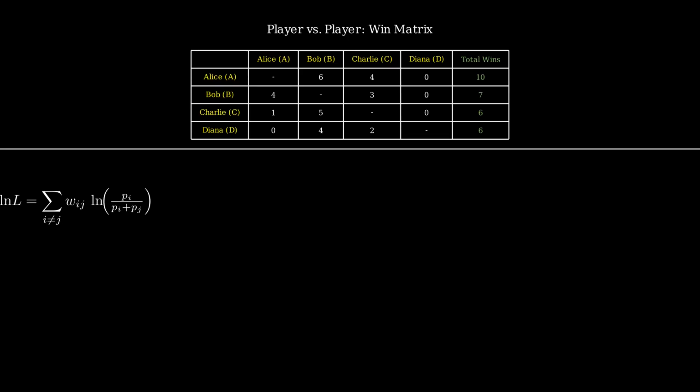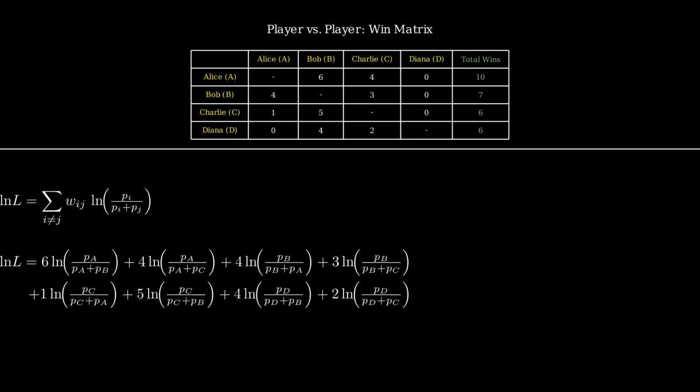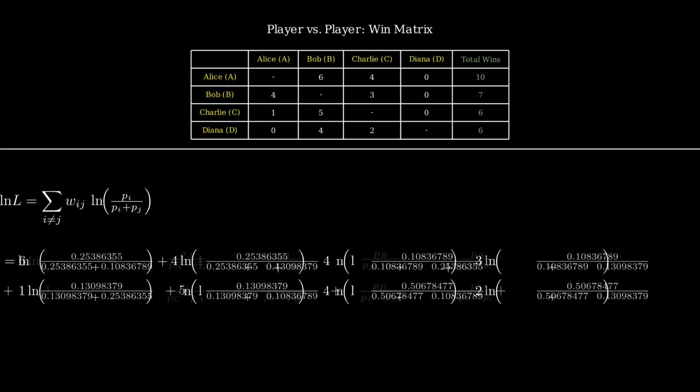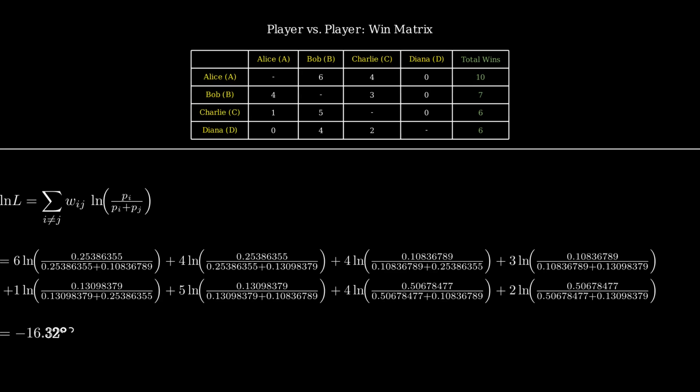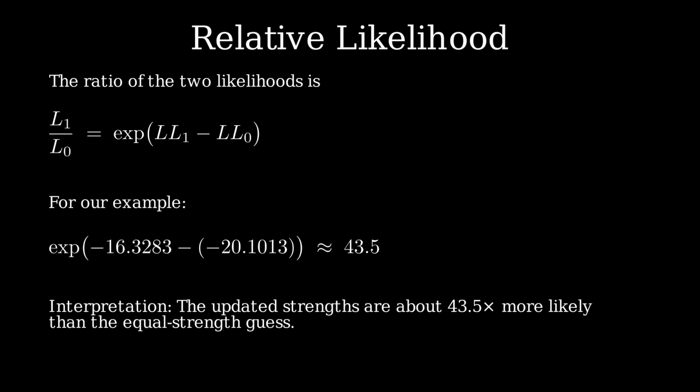Alright, so now let's take our new estimates that we just obtained from doing 2 iterations and plug those into our log likelihood function and compare it to our initial guess that everyone was of equal strength. And to compare these two, we have to look at the relative likelihood. We compute this by taking e to the power of the difference of those two numbers. In our case, we end up with roughly 43.5, meaning the updated strengths are about 43.5 times more likely than the equal strength guess, which is not bad for just 2 iterations.